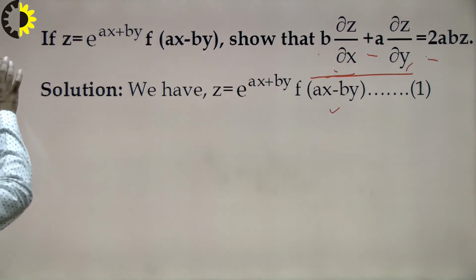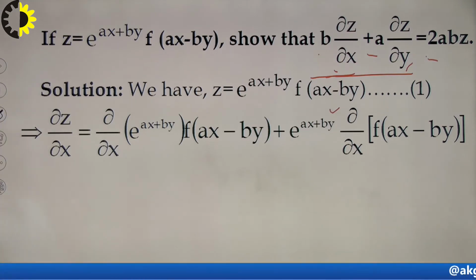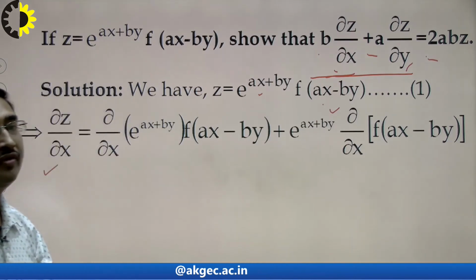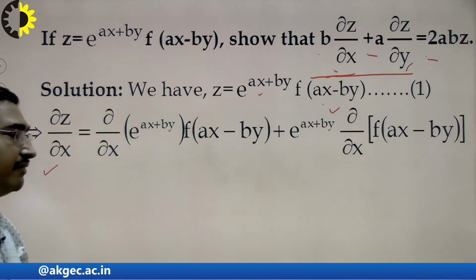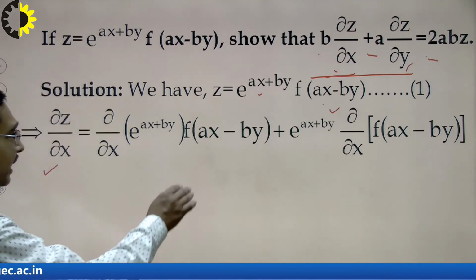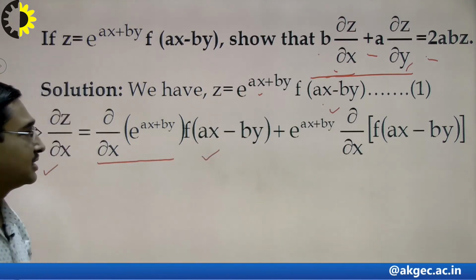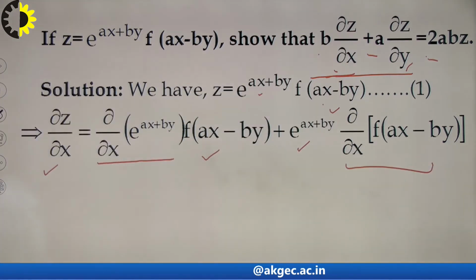This is our z. When I differentiate this expression with respect to x, I obtain del z over del x. Differentiating this expression with respect to x, I observe that it is the product of two functions. Whenever we differentiate a product of two functions, we use the product rule. So I write del over del x of the first function, second as it is, plus del over del x of the second function, first as it is, using the product rule of differentiation.